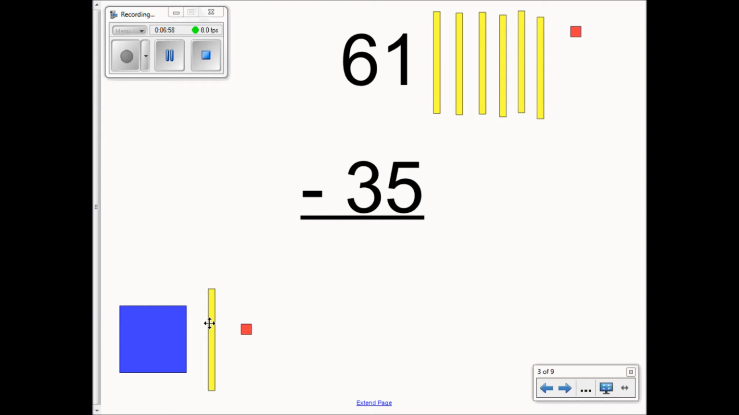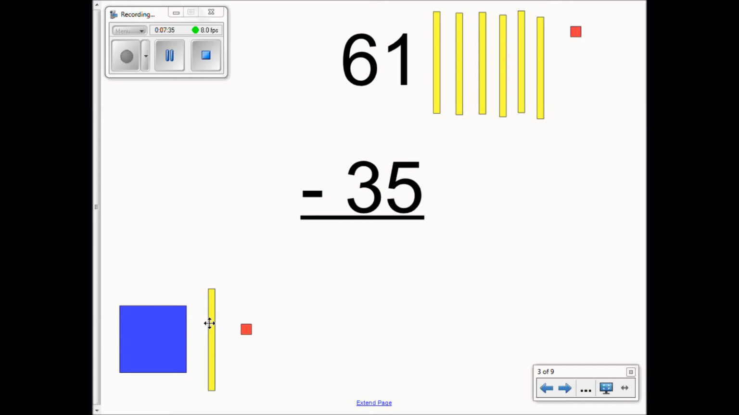So here I go. I'm going to subtract 3 tens and 5 ones. I've got to decompose that number. When I decompose 35, what do I have? 3 tens and 5 ones. Okay, 3 tens and 5 ones, and I'm going to start in the ones place. I've got to start from the right and go to the left. How many ones do I have? 5. In the number 35, I have 5 ones.